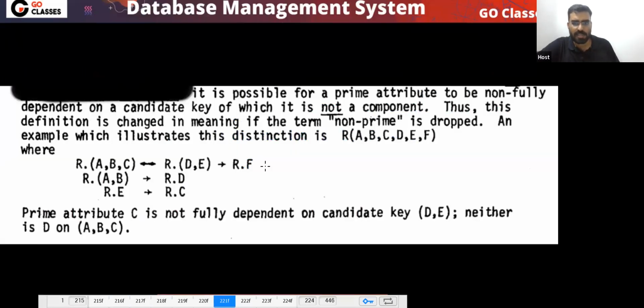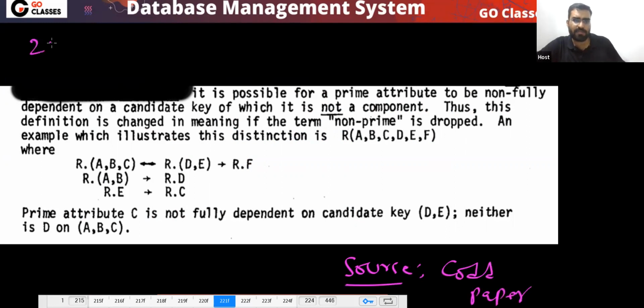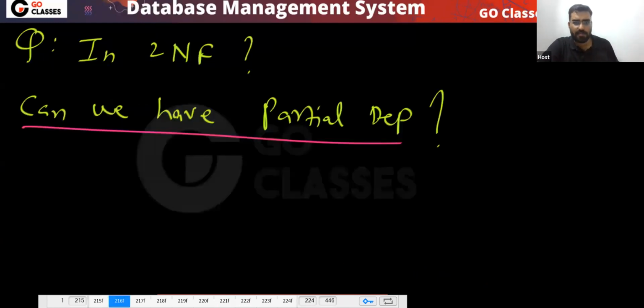Yes. So you can notice this type of partial dependency you can have. It is okay. This is given in Codd's paper. You can check the source in the original Codd paper. It is written in the 2NF section. It is written that it is possible for a prime attribute to be non-fully dependent on a candidate key. Is this clear? That is allowed.